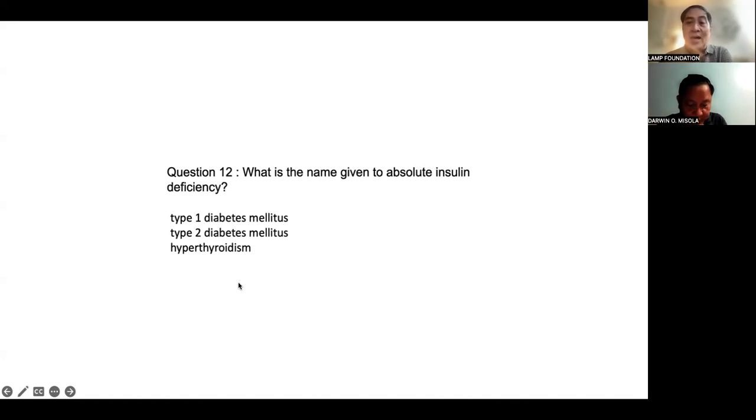What is the name given to insulin deficiency? Type 2 diabetes mellitus. Absolute, meaning, what is this? You really do not produce insulin. Okay? In type 2, you produce insulin but something is blocking it. Do you follow? So the answer should be type 1 diabetes mellitus. It's okay, Sir Darwin. Now you know. Don't feel frustrated. You're still good.